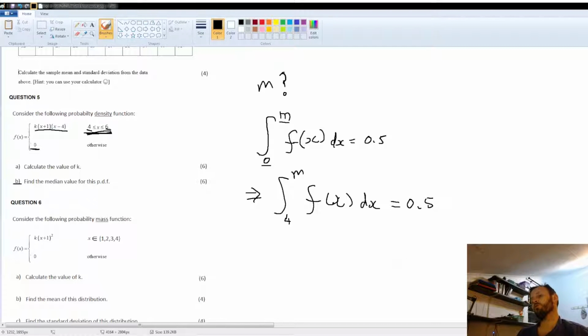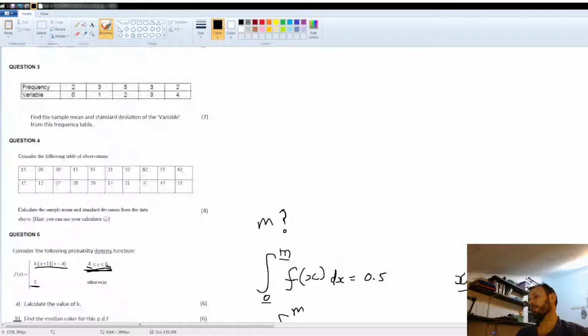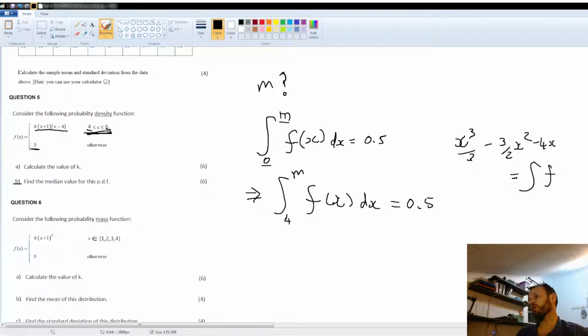So what do you do? It's pretty straightforward. You work out the integral of f of x, which we already worked out, by the way, previously. It was something like x cubed over 3 minus 3 over 2 x squared minus 4x. I think that's what it looked like. That was the integral of f of x. You may as well call it capital F because that's a symbol that is often used. Capital F often implies the integral of little f with respect to x.